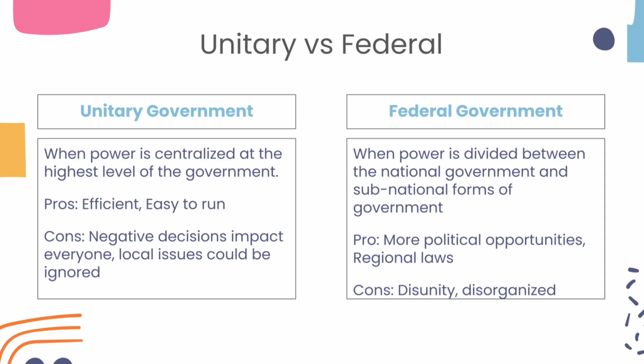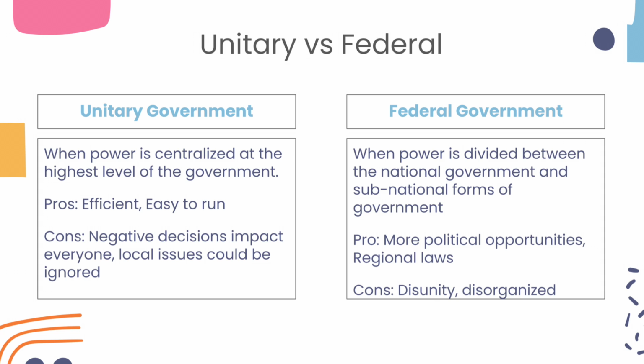However, problems with this type of governance would be that the negative decisions of the central government could possibly impact the entire country and that local issues in the region of the country could be ignored. A federal government is when power is divided between national government and the subnational forms of government. This means that the national government would control some areas of the country while smaller forms of governments would impact other regions of the country.